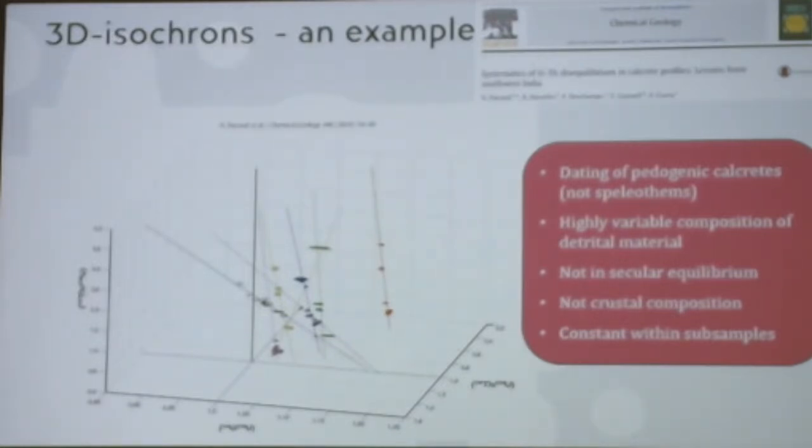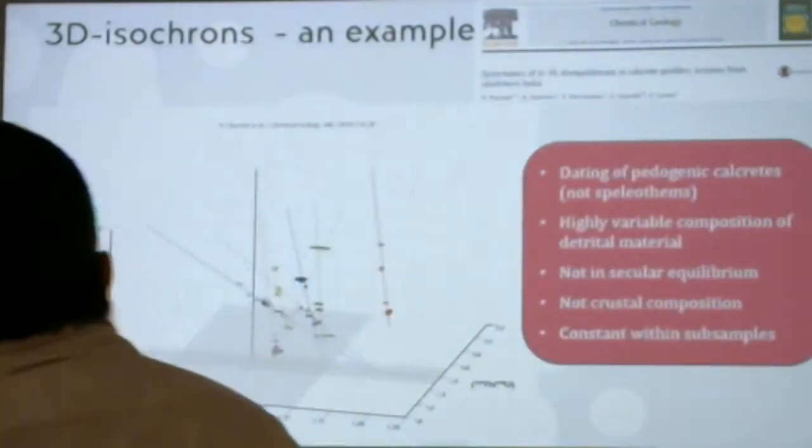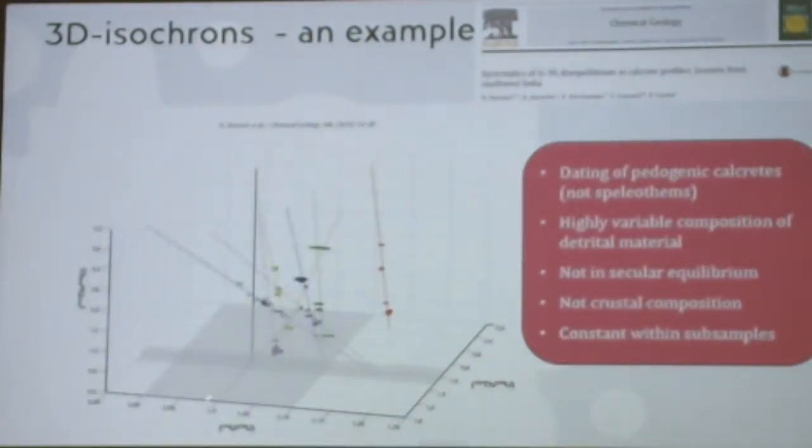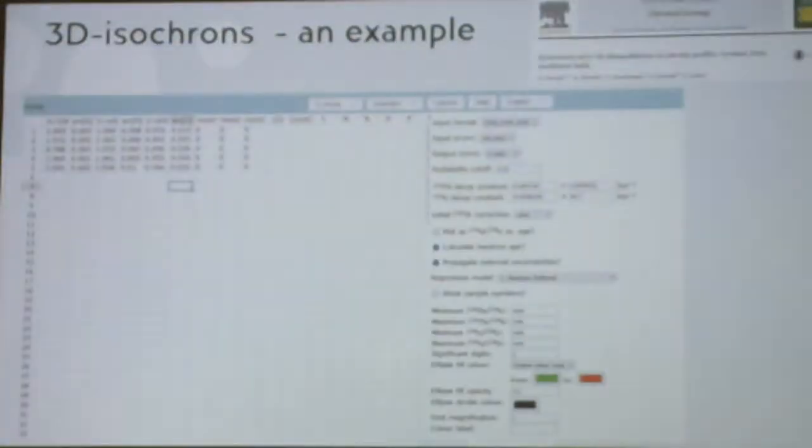So I found this paper by Bernal. They're dating pedogenic carbonates, very similar to what we do. They have highly variable compositions of uranium and thorium in the detrital material, and you can see how these plots really look nice in a 3D space. These plots are actually quite difficult to make, but they plot really nicely. This is the composition in secular equilibrium. So you can see that some samples of the detrital material are definitely not plotting within the field of secular equilibrium.